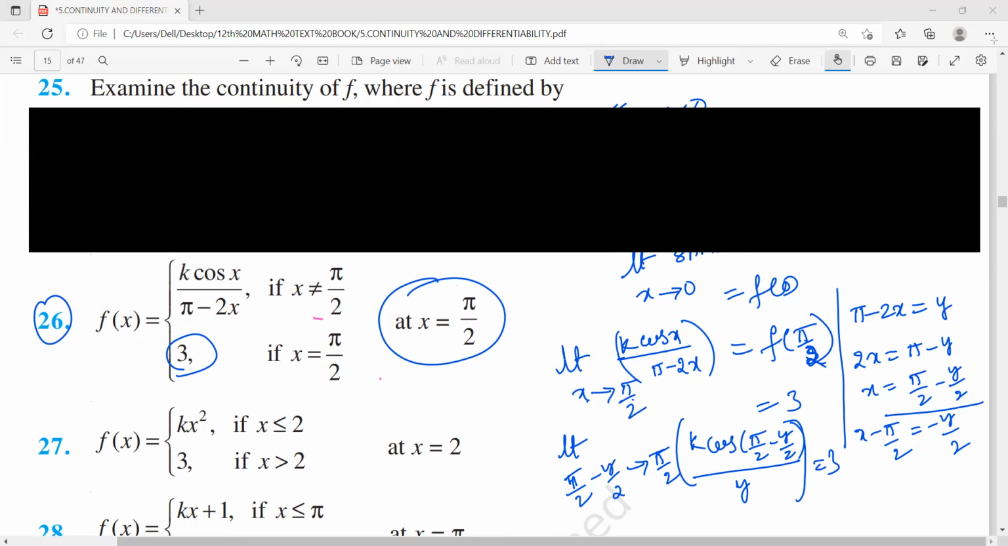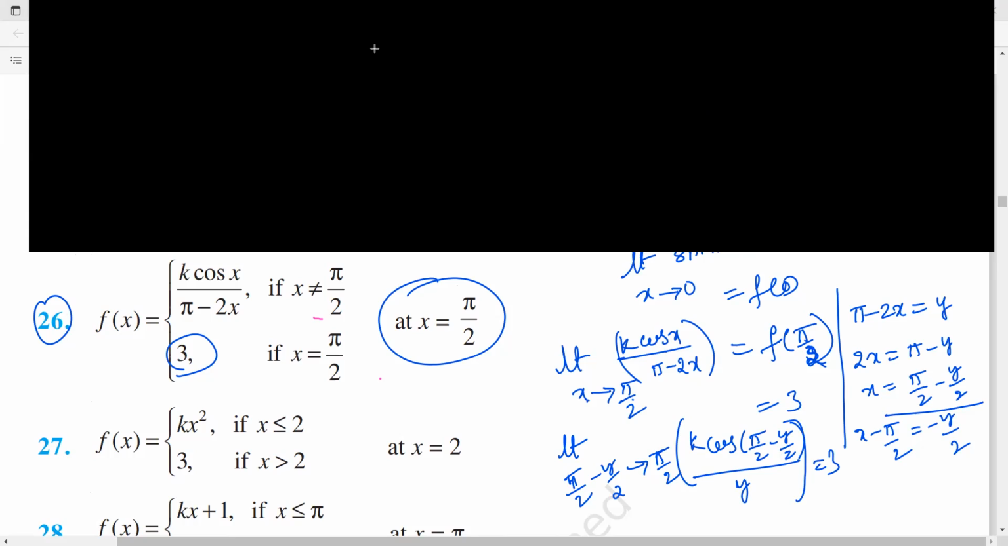Isn't cos of pi by 2 minus something equal to sine of that something? So sine y by 2. Now what do you have? The limit, minus y by 2 tends to 0. And here, k cos of pi by 2 minus theta is sine theta. Very good. Here y by 2, so sine y by 2.